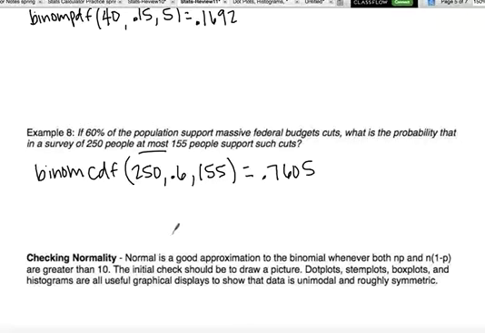For checking normality, normal is a good approximation to the binomial whenever both np and n times 1 minus p are greater than 10. The initial check should be to draw a picture. Dot plots, stem plots, box plots, and histograms are all useful graphical displays to show that data is unimodal and roughly symmetric.